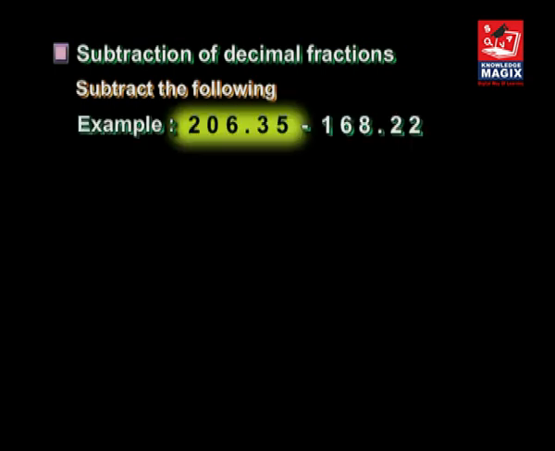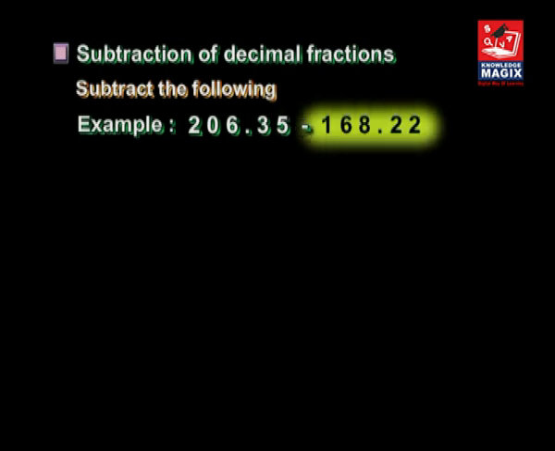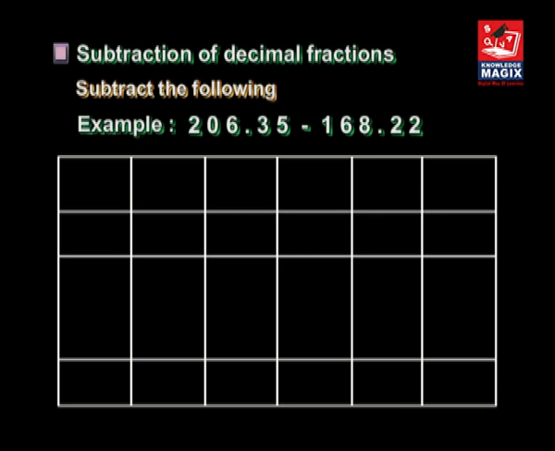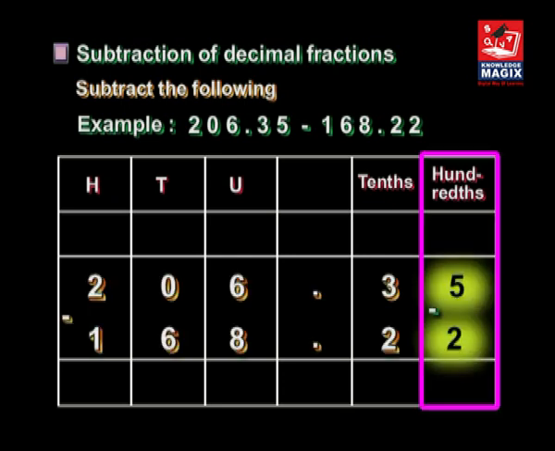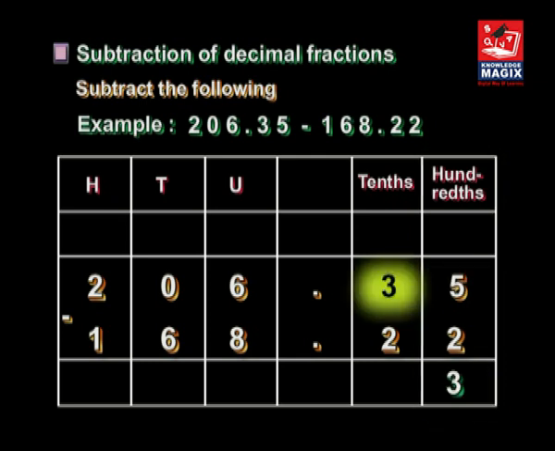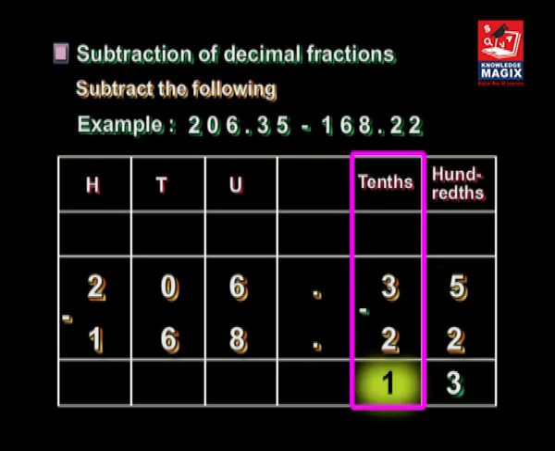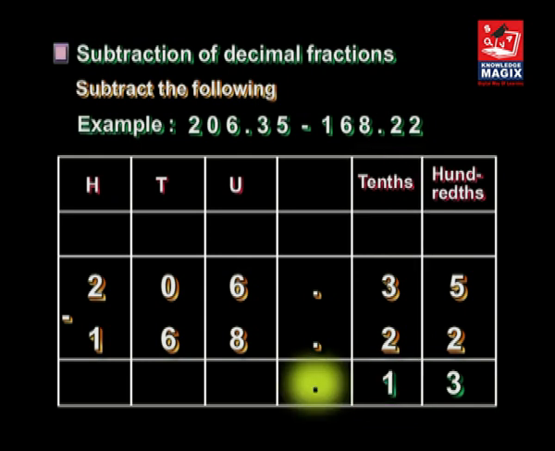Then subtraction of decimal fractions. First, subtract 206.35 minus 168.22. First we'll make the columns. Hundreds, tens, units, tenths and hundredths. We'll start from the hundredths place. 5 minus 2 is 3. 3 minus 2 is 1. Decimal point is written.